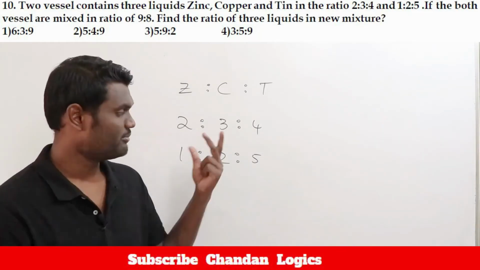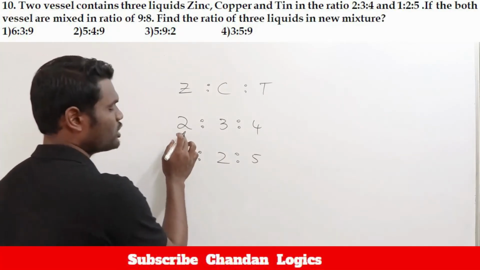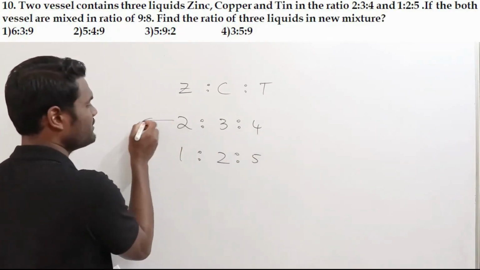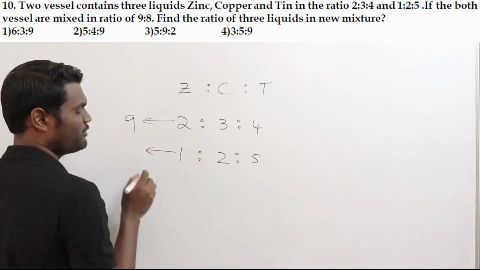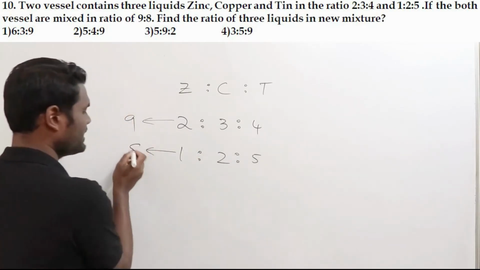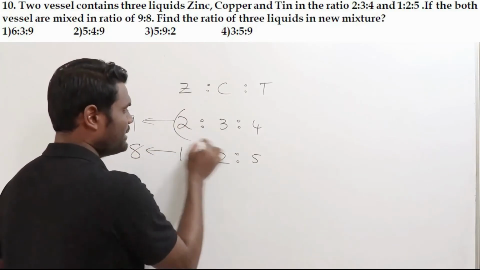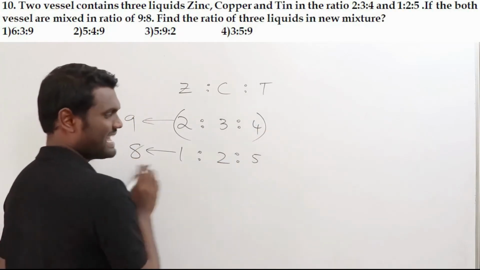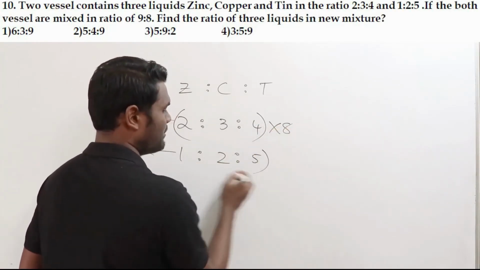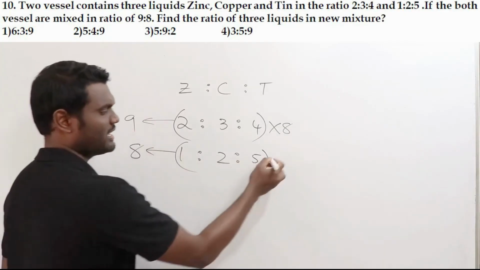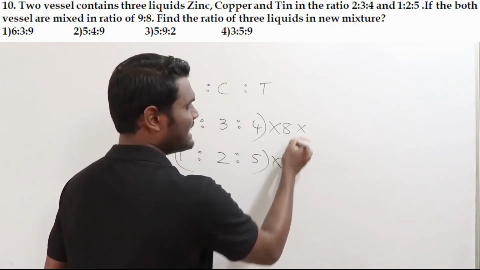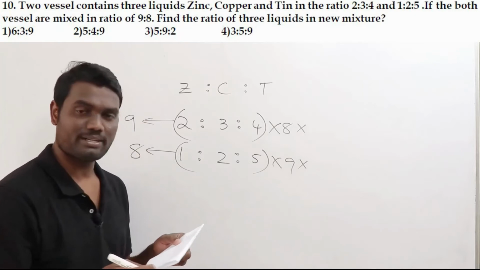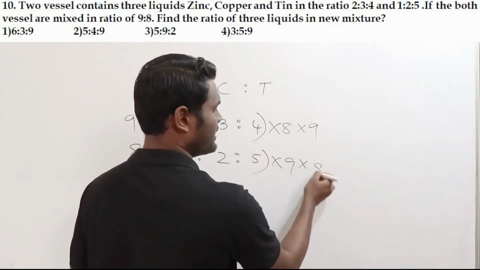Now if they are mixing in the ratio 9:8, now it's clear, 2 plus 3 plus 4, this will be 9 parts. And if you look here, 1, 2, 5, this will be 8 parts. Now what happened? Multiply the above one with below, that is like 8 parts, and multiply the below one with above parts, that is like 9. And the question said that they were mixed in the ratio 9:8. So 9:8.